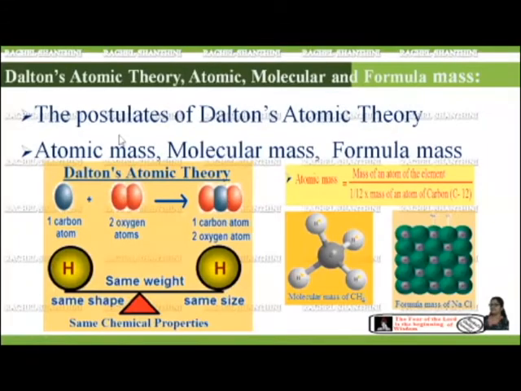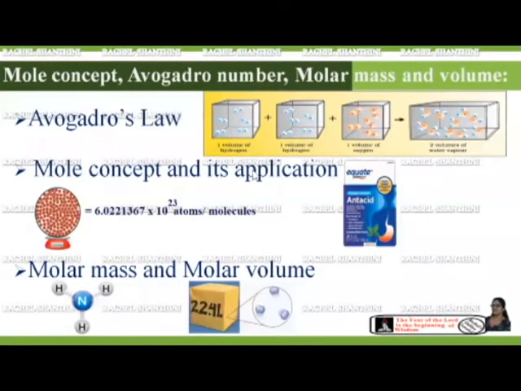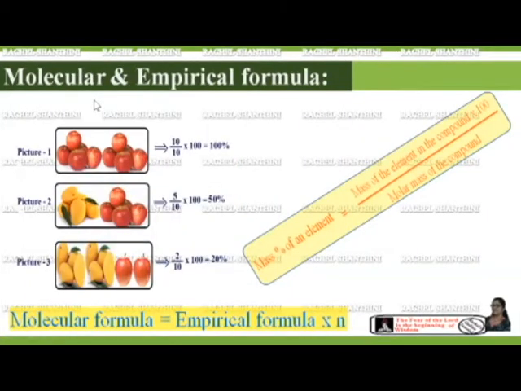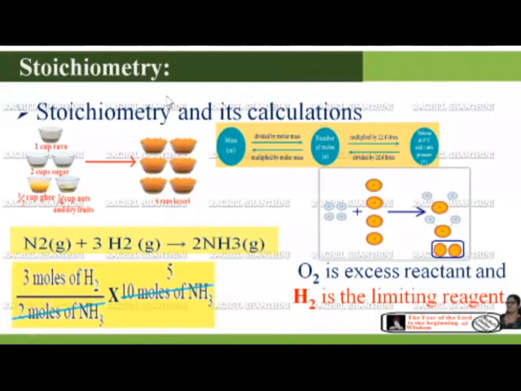In session 1.6, we have discussed the postulates of Dalton's atomic theory, atomic mass, molecular mass, and formula mass. In session 1.7, mole concept, Avogadro number, molar mass, and molar volume. In session 1.8, gram equivalent mass for oxidizing and reducing agents and for acids and bases. In session 1.9, the molecular and empirical formula. In session 1.10, stoichiometry and its calculations.